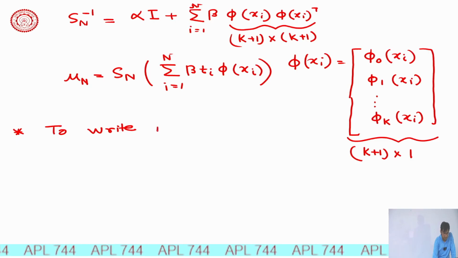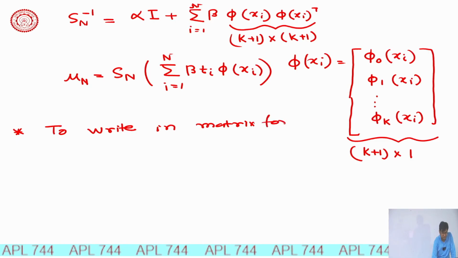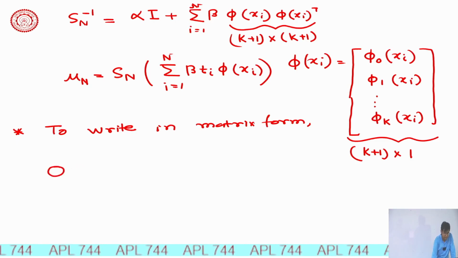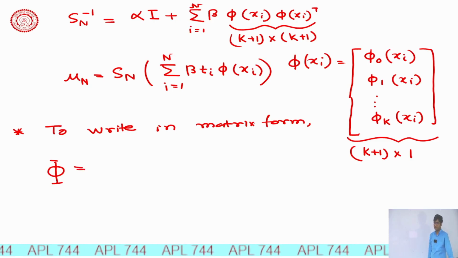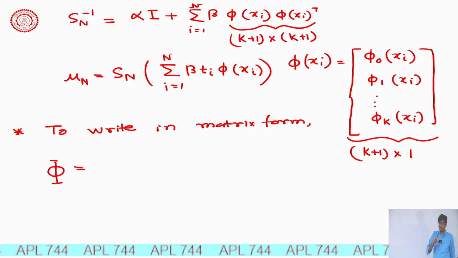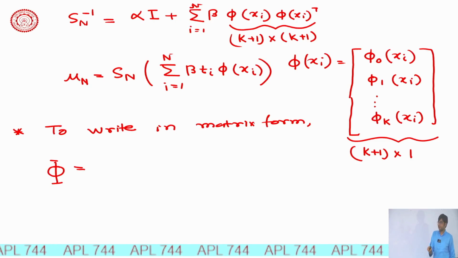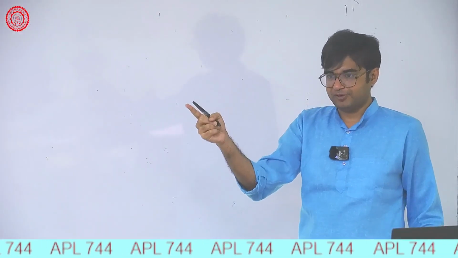So, first, to write in matrix form, we have to define certain matrices. The first matrix we will define is capital phi, okay. This will be a matrix of dimension n cross k plus 1, where n is the number of training samples. So, the training sample will be row wise, and the basis function will now be column wise.